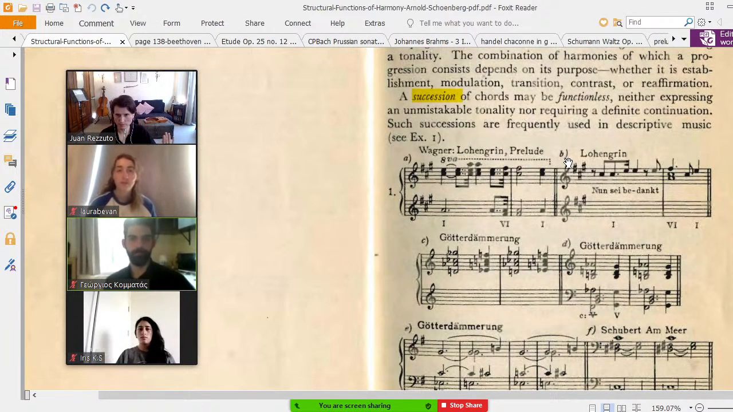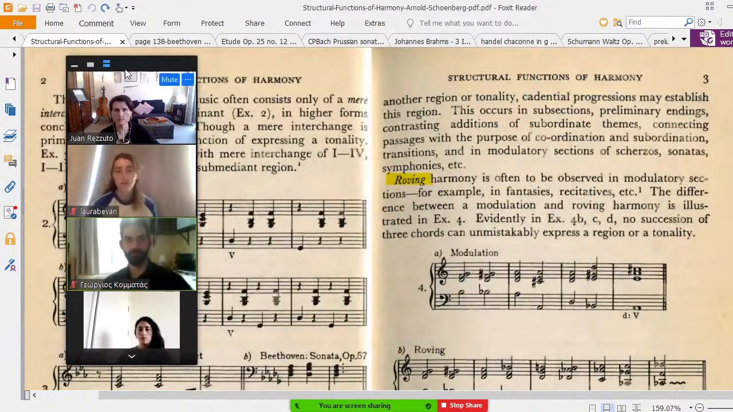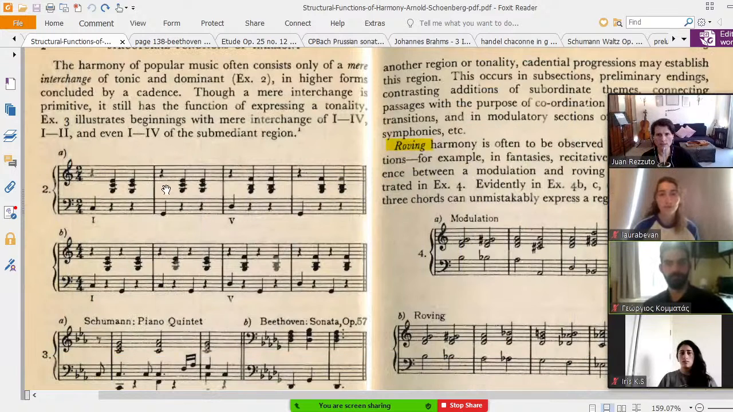Very simple, but just to understand what he wants to say. Now the harmony of popular music often consists only of a mere interchange of a tonic and a dominant. Example one. In higher forms concluded by a cadence, though a mere interchange is primitive, it still has the function of expressing a tonality.